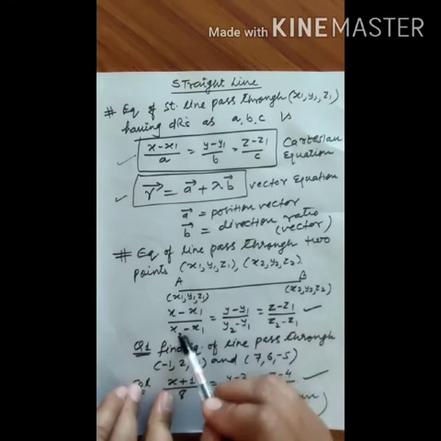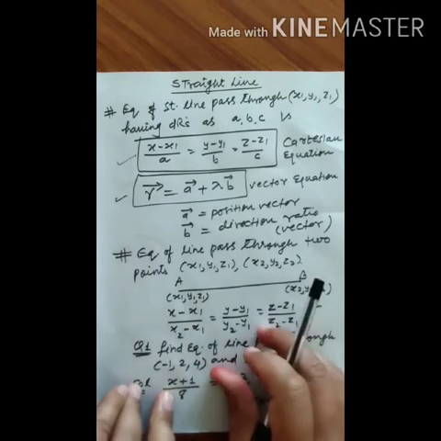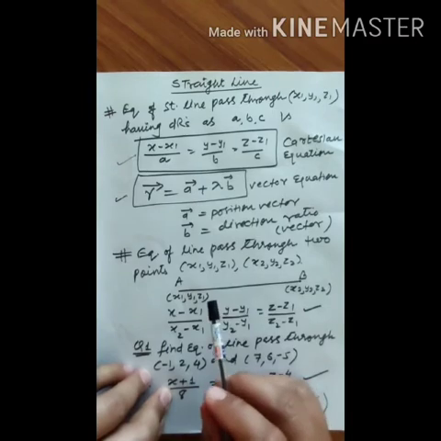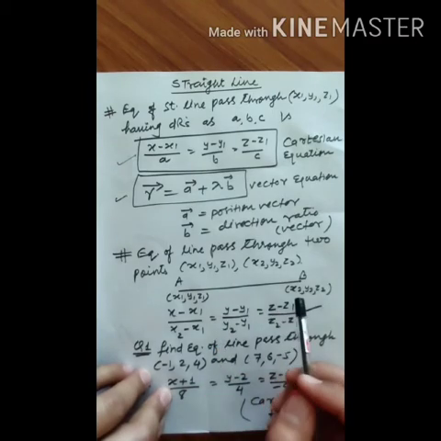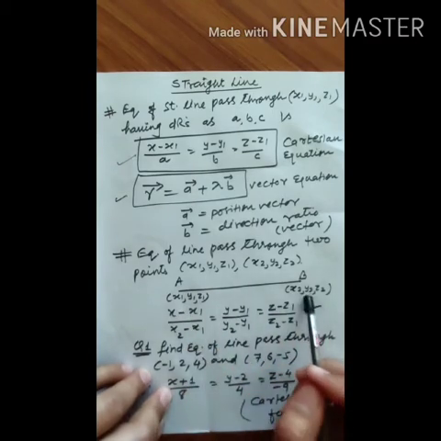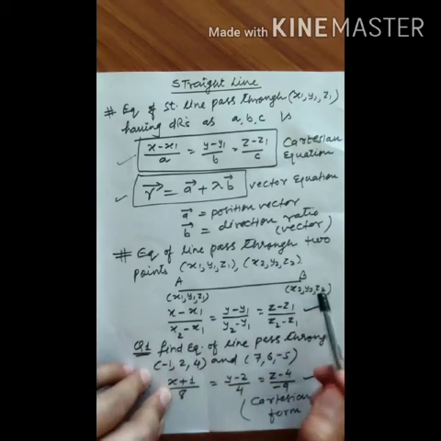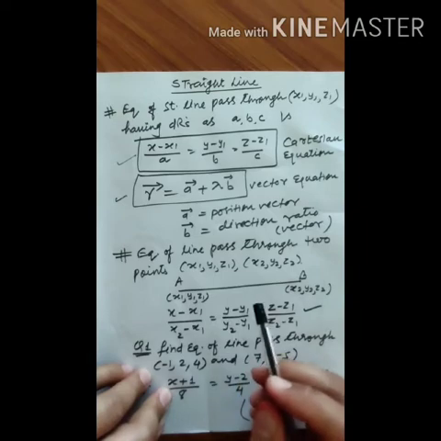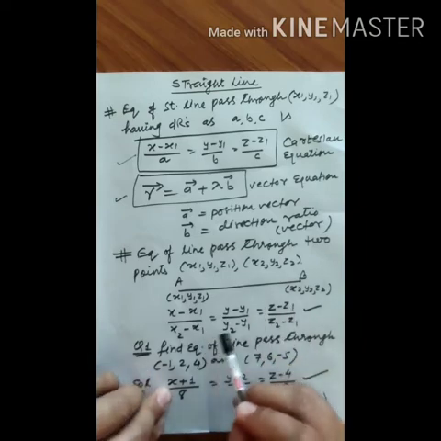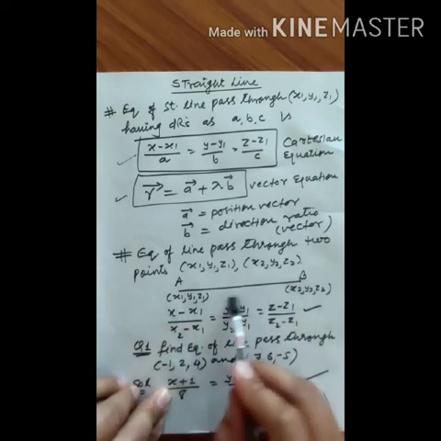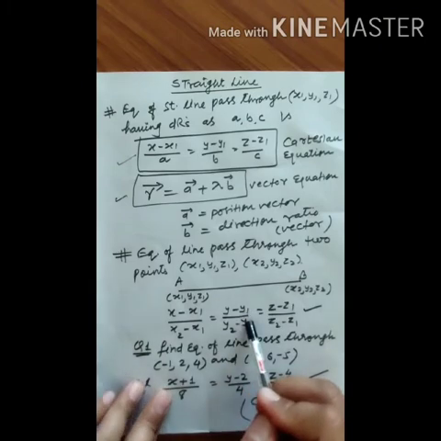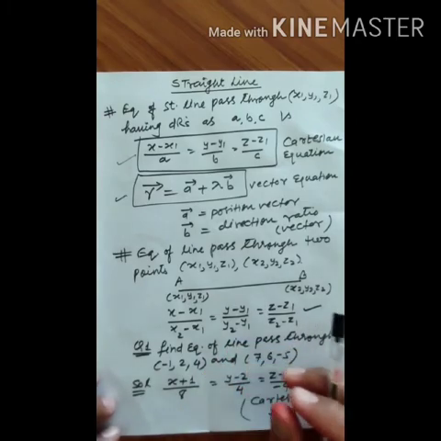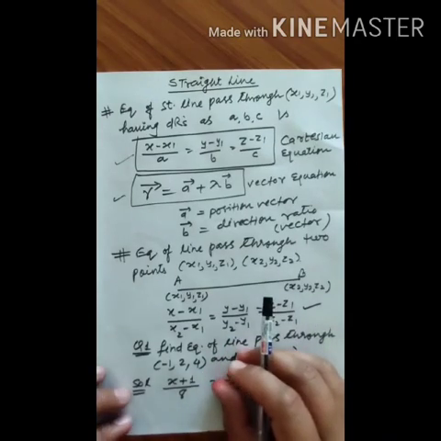Now in the denominator we have to obtain the direction ratio, and the direction ratio of the line joining 2 points is given by x2 minus x1, y2 minus y1, z2 minus z1. In this way we will get the direction ratio of the line joining 2 points. So this is the topic, equation of line passing through 2 points, and this is the Cartesian form. The vector form we will discuss later on.